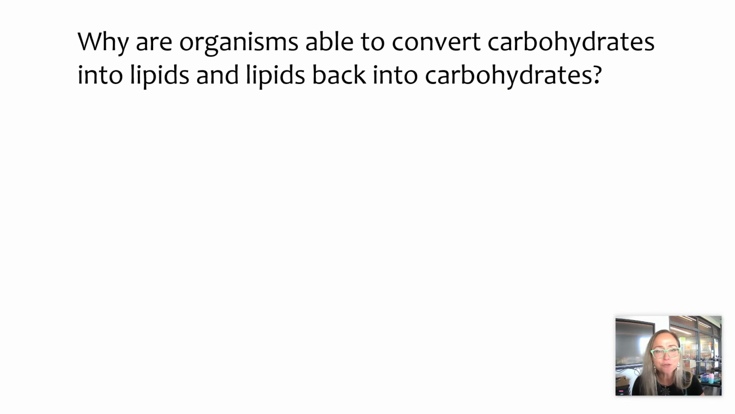And when we think about food, food is potential energy for us. And so it doesn't make sense to take it in, whether it's carbs or lipids, and then just waste it, right? This will help us in times of famine or not being able to find food.